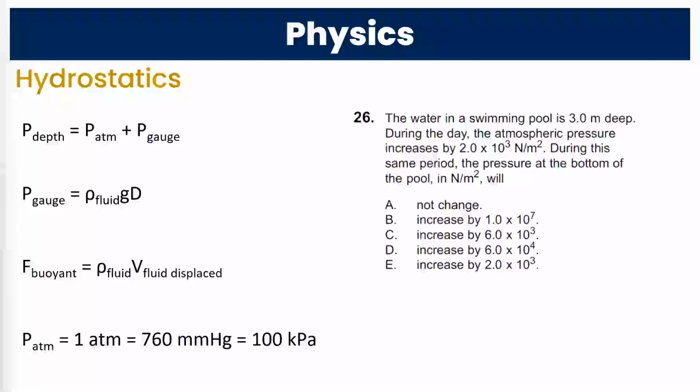You also have to remember your basic unit conversions. Atmospheric pressure is equal to 1 atmosphere, or 760 millimeters of mercury, or 100 kilopascals. They could give it to you in pascals as well, but that one's an easy conversion from kilopascals to pascals. But know your units for pressure. They will interconvert.